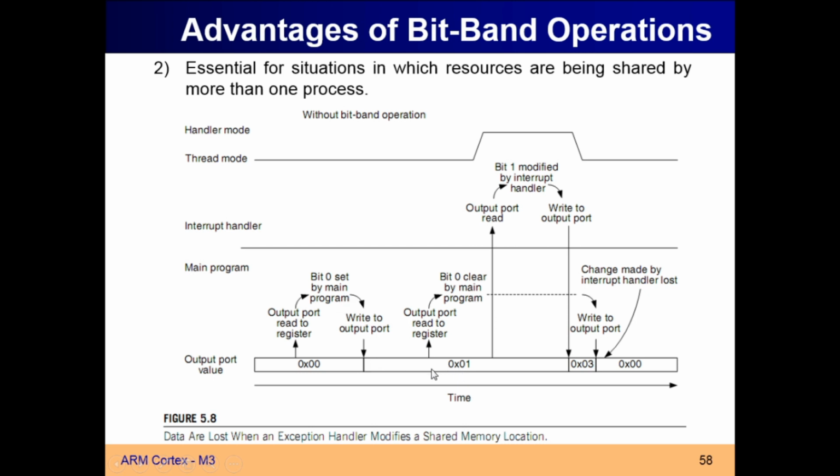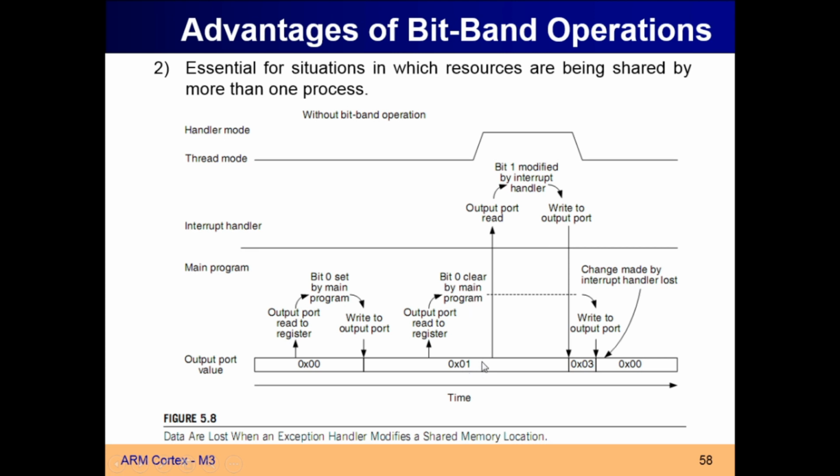After some time, this value, that is 0x01, is read to a register, right? And again bit 0 was cleared by the main program, right? So 0x01 was read to a register, then bit 0 is cleared. When bit 0 is cleared, what will be the actual value? 0x00, right? So now bit 0 was cleared, but it has not been written back to the output port.